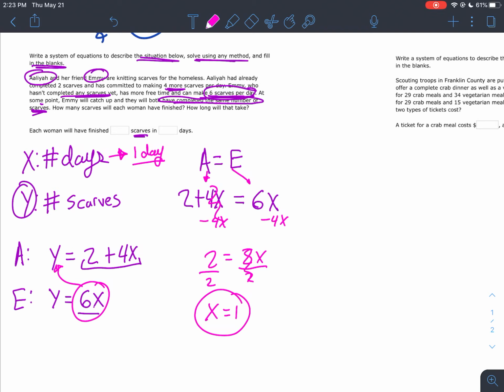And we can find out how many scarves we've made by plugging in 1. 4 times 1 is 4 plus 2 is 6. And you can pretty easily see that 6 times 1, when you plug in 1 right here, is going to give you 6 as well. So 6 scarves. So these are going to be our solutions. Each woman will have finished 6 scarves in 1 day.